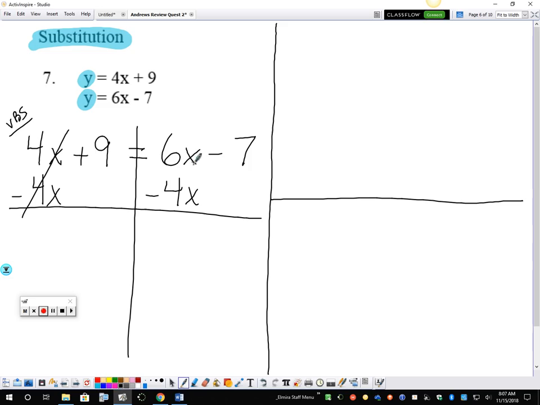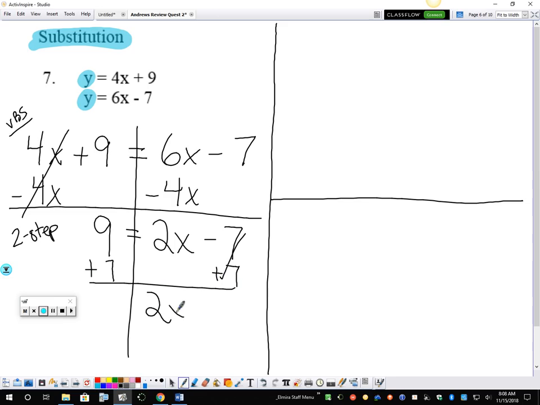Now, 6x minus 4x is 2x, but make sure you're bringing it straight down. Don't start your next line of work on the far left with the 2x. The 2x has to go underneath the 6x minus 4x. Bring the minus 7 straight down, bring the 9 straight down. So make sure that you're setting up your two-step correctly. So here's our two-step. We'll add 7 to both sides. 9 plus 7 is 16. Divide both sides by 2. And x is 8.